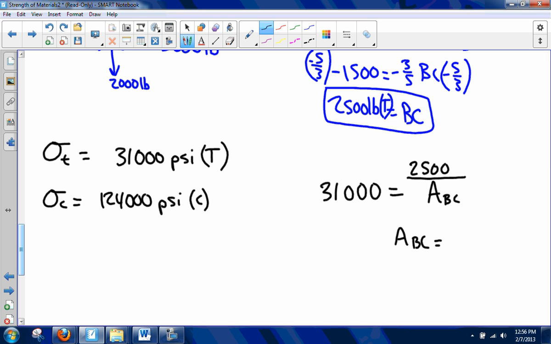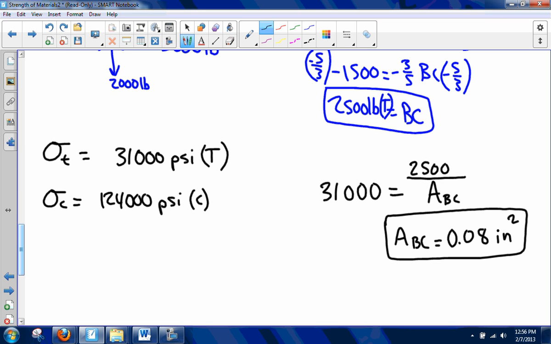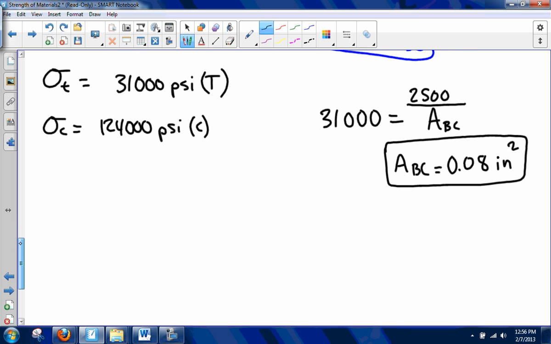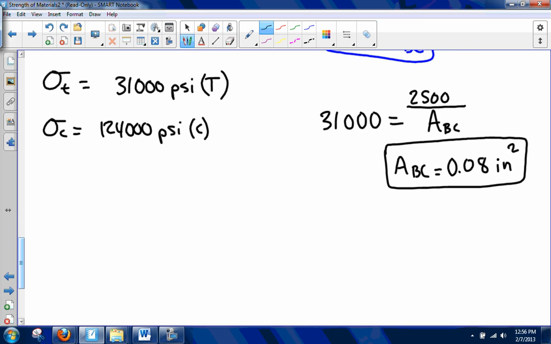is equal to 0.08 inches squared. Okay, and it's area, so it has to be squared. All area is squared. Okay?